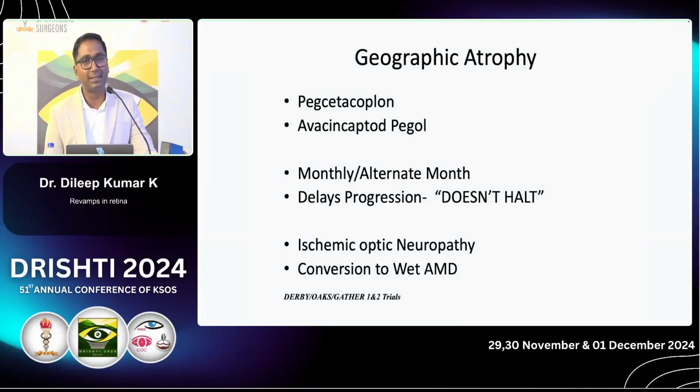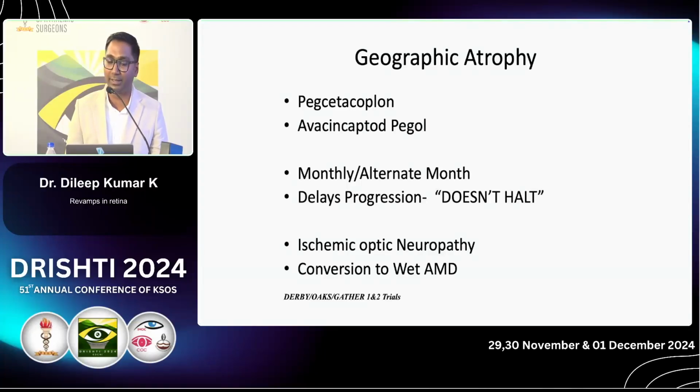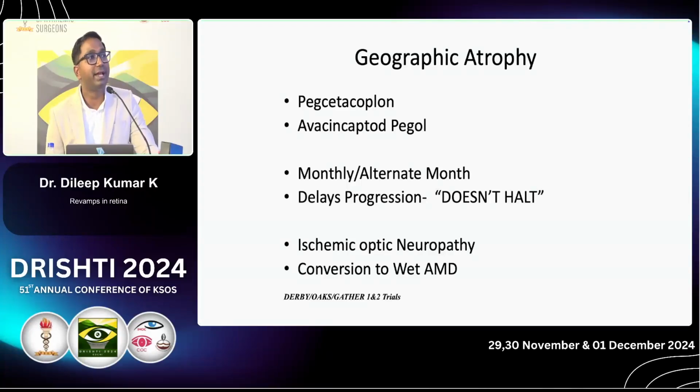Geographic atrophy, this is the most talked about everywhere now. Until now we did not have any treatment for this, but recently the FDA has approved 2 anti-complement drugs, pegcetacoplan and avacincaptad pegol, which can be injected monthly or alternate month. But one has to remember that it doesn't halt the disease, it just delays the progression. The most important side effects to be noted are ischemic optic neuropathy and conversion into wet AMD.